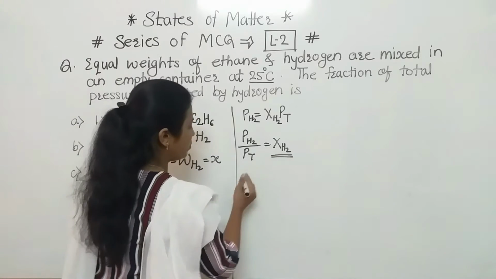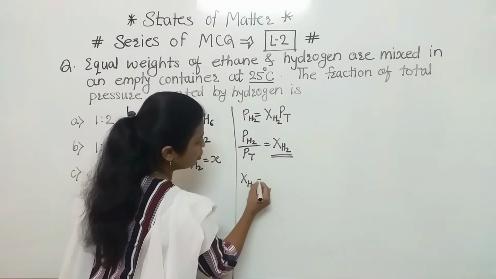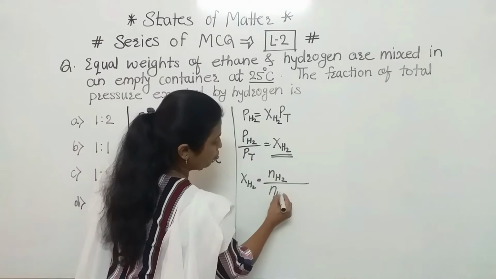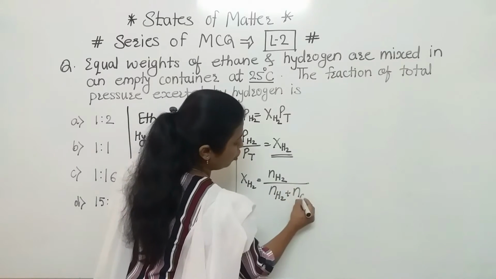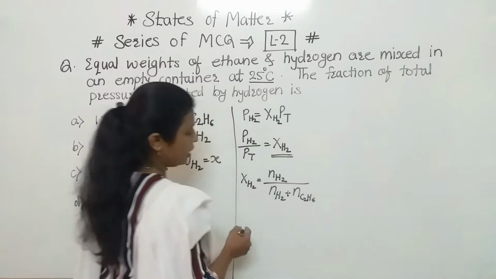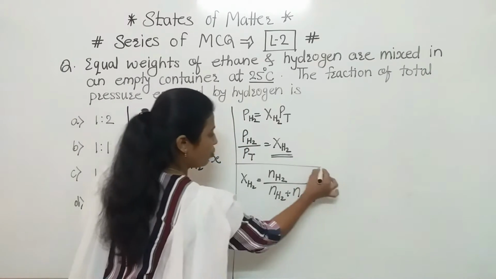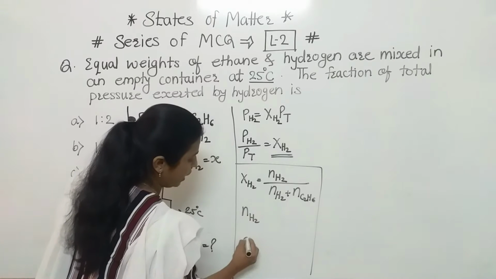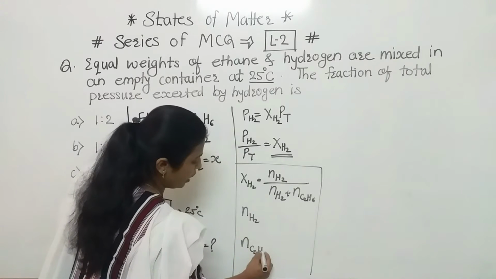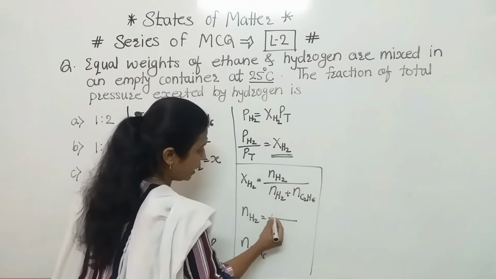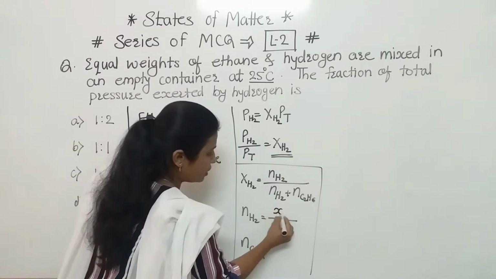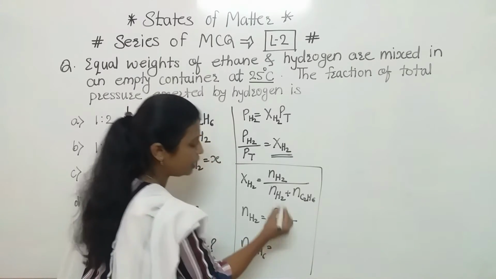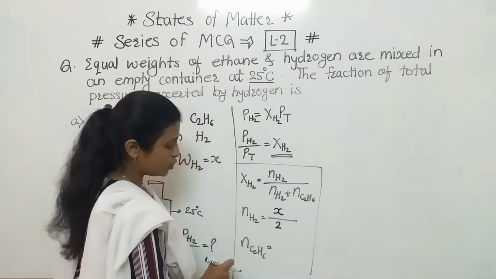For that purpose, mole fraction of hydrogen is equal to number of moles of hydrogen divided by number of moles of hydrogen plus number of moles of ethane. Before going to that main formula, we will calculate NH2 and NC2H6. Here WH2 we have considered x. What about the molar mass of hydrogen? That will be 2. What about C2H6?